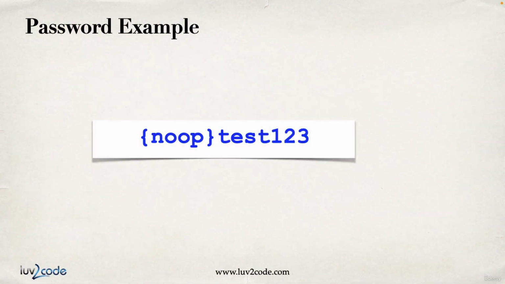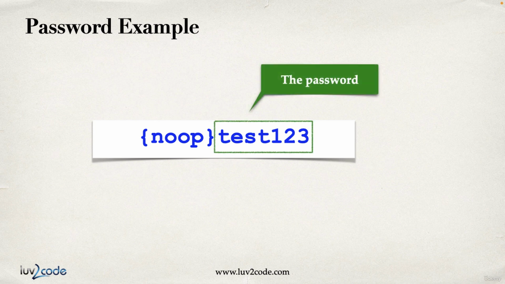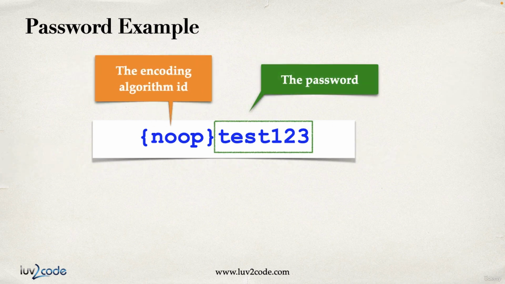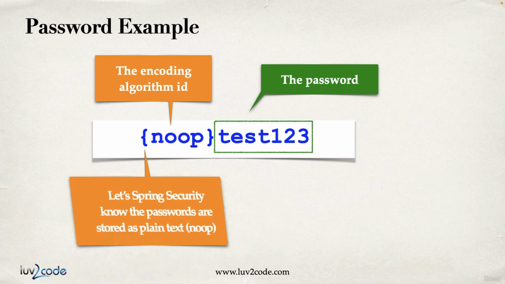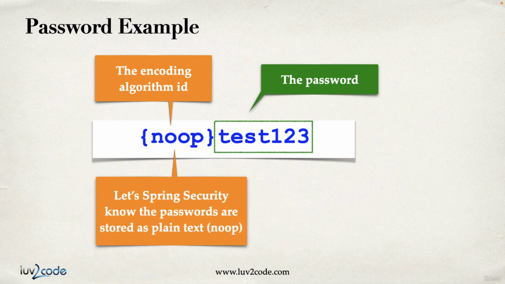Let's take a look at a password example. Here, the password is test123, and then we have the actual encoding algorithm ID, and that's in curly braces. In this example, it's noop. This tells Spring Security the passwords are stored as plain text, noop, meaning no operation. And we'll start with this just for the beginning, just to help us get started. Later on, we'll move to more advanced features using bcrypt. So don't worry, I got you covered.